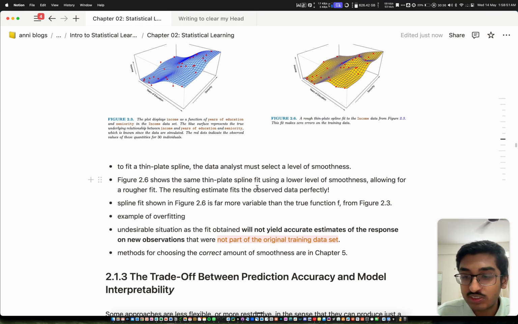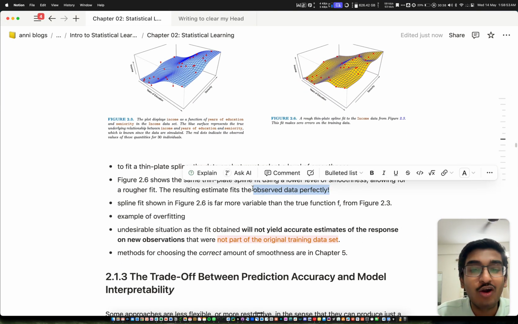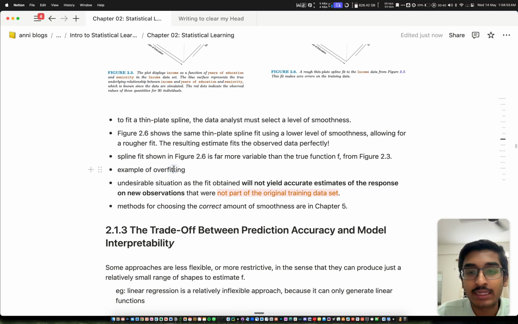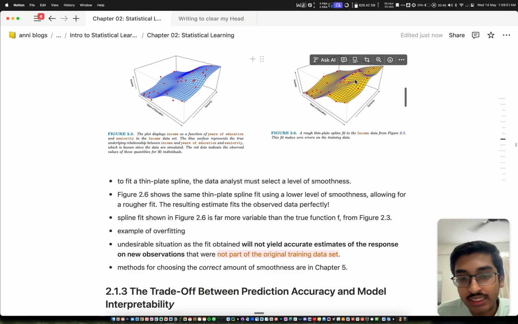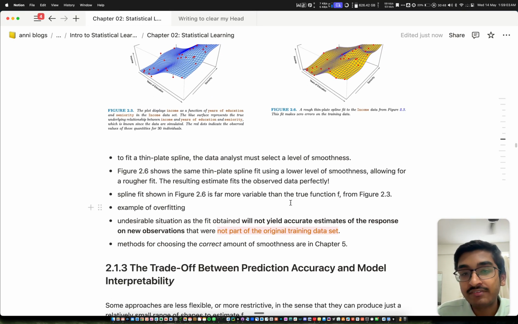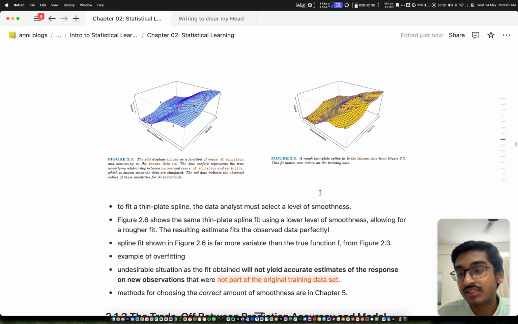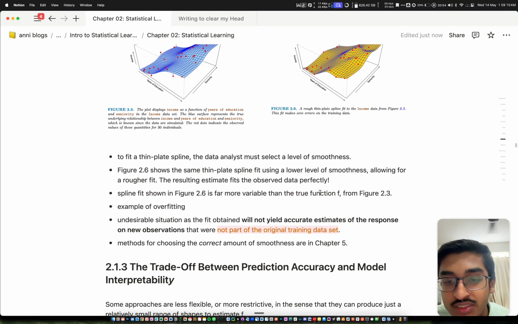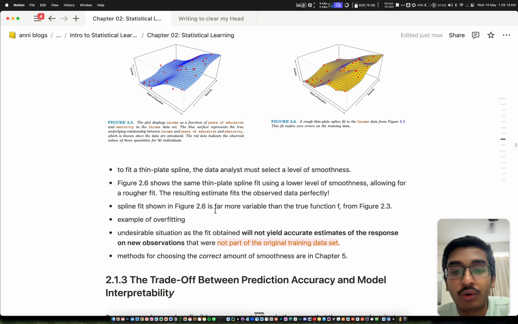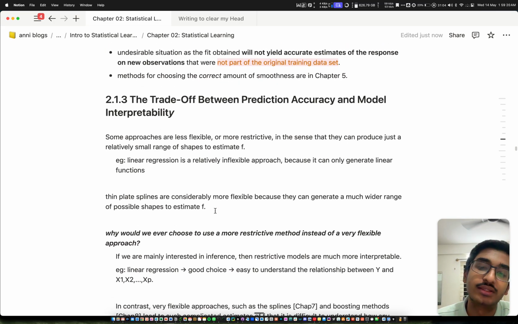And it basically fits the observed data perfectly. However, it's an example of overfitting. It's fitting the training data really well, the data set, right? But say I give it another human being with certain years of education and certain seniority, it's not going to do a good job predicting that person's income, as it's basically memorized the training set. It's not understood the general patterns of the training set, which is what we want machine learning models to do.